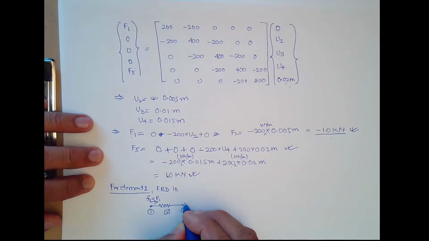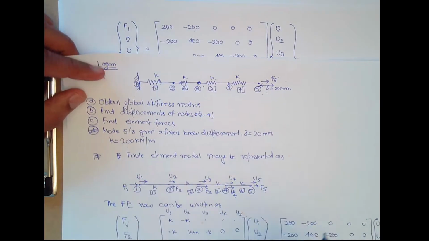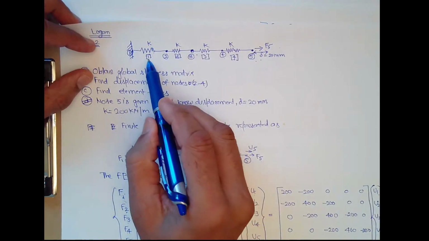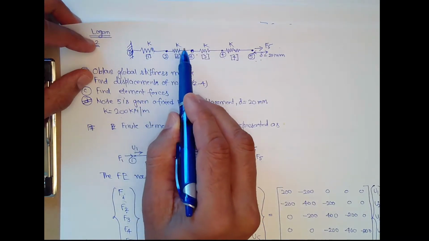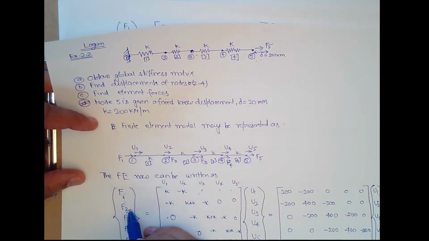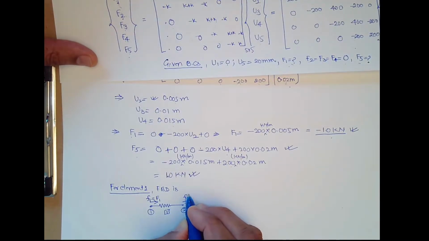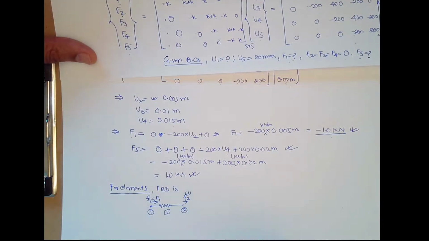Here, F2 is a resultant force. This global F2 is a resultant force due to this element and this element, because both are connected. So in that case, I need the elemental force. I write, okay, the elemental force F2 due to element 1.